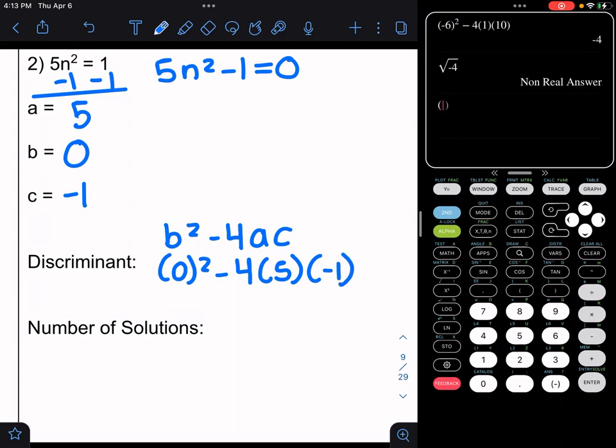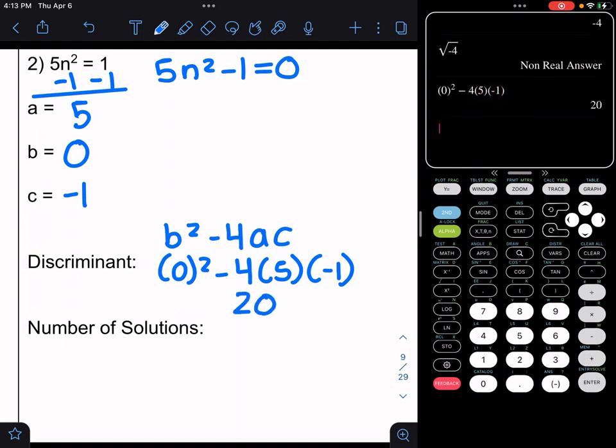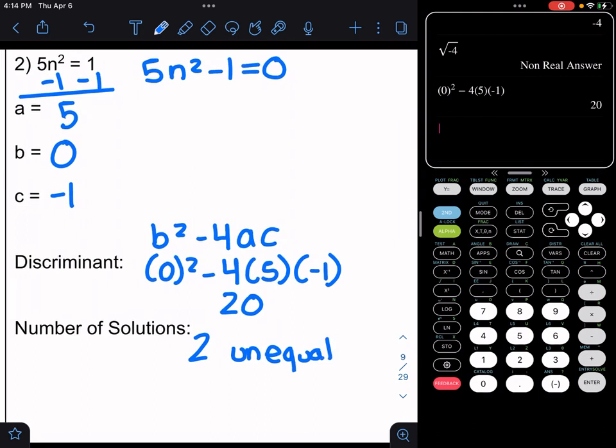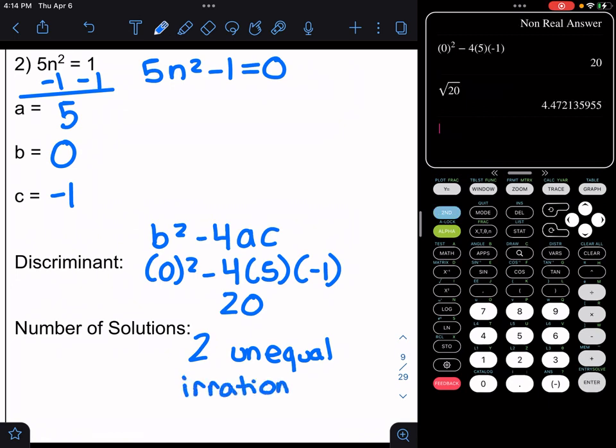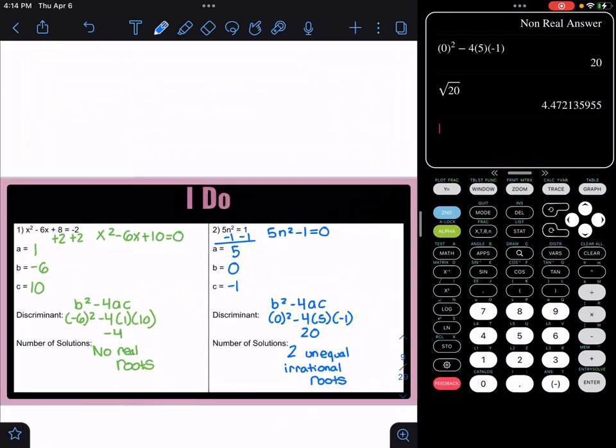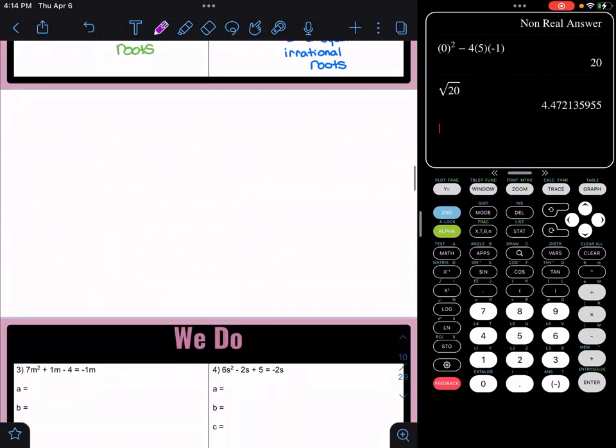And let's type this in the calculator. 0 squared minus 4, 5, negative 1. And that gives us 20. So, because the number is greater than 0, that means we have two unequal roots. And I want to know, are these rational or irrational? So let's see, what is the square root of 20? The square root of 20 is an irrational number. So, two unequal irrational roots. Nice job. Alright, let's go look at this next one.